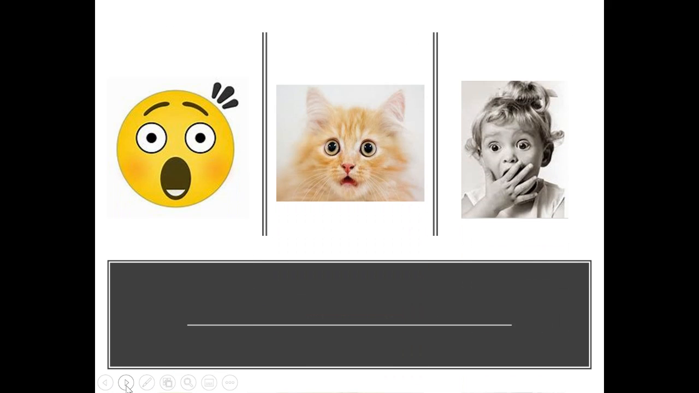Next group of pictures, what do you notice or see? I notice or I see. Well, in the first picture, I notice an emoji that looks shocked or surprised. And the kitten also looks shocked or surprised. And the girl also looks surprised, shocked, or alarmed. So, how are these pictures the same or similar?